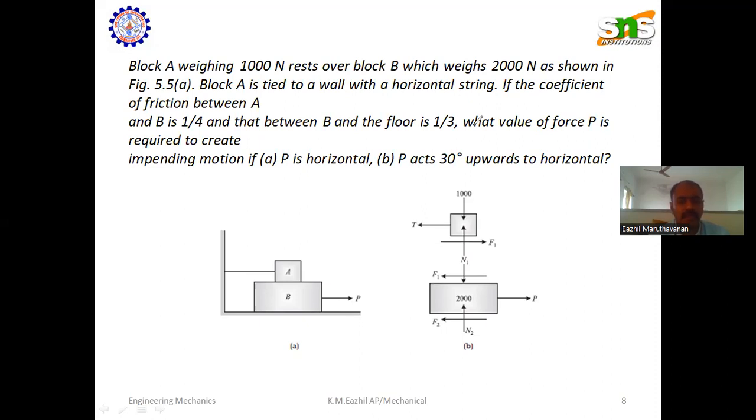It is given that there are two blocks. Block A weighs 1000 Newton and it is above the block B, which weighs 2000 Newton. And the block A is tied to the horizontal wall. The coefficient of friction between the blocks is 1 by 4, and between the block and the floor is 1 by 3.